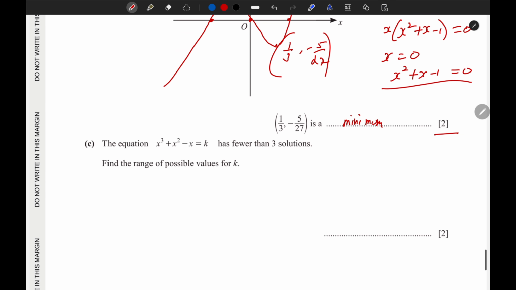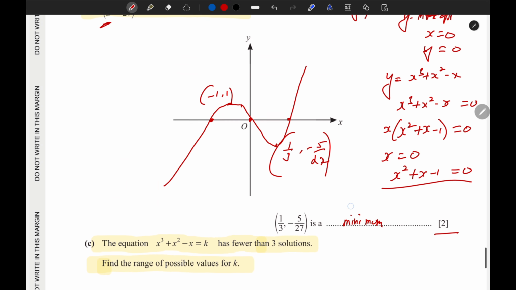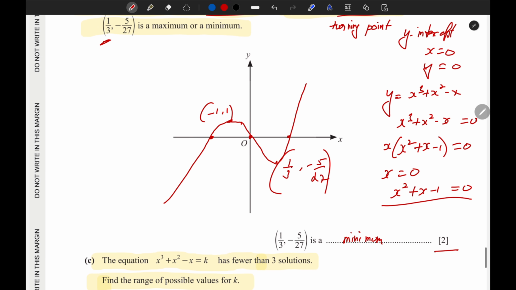Okay, now coming to the next part. The equation x cube plus x square minus x equals k has fewer than 3 solutions. Find the range of possible values of k. So fewer than 3 solutions means less than 3 solutions. Now see, this is point minus 1 comma 1. If I draw a line like this, this will have 3 solutions. But if I draw a line over here, this will have just 2 solutions when it's a tangent.